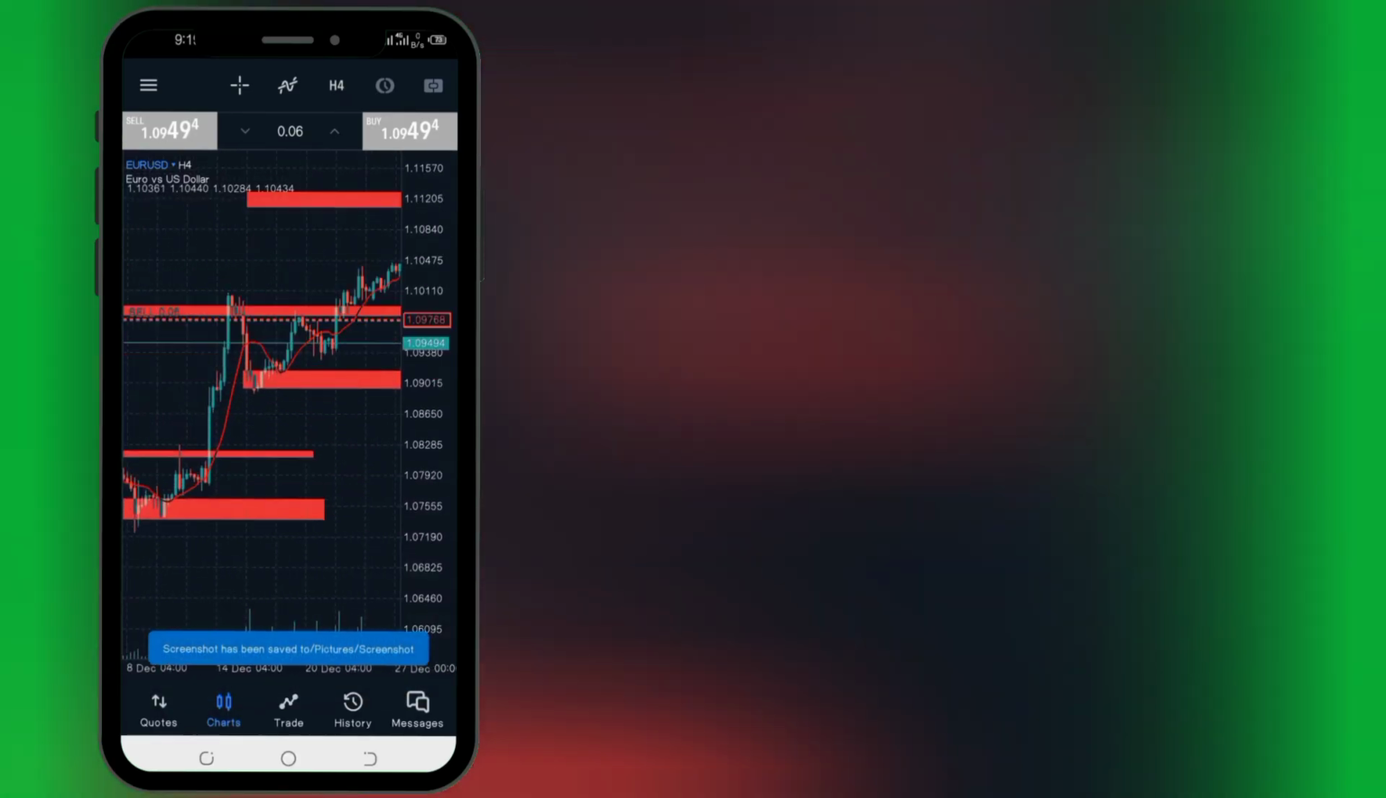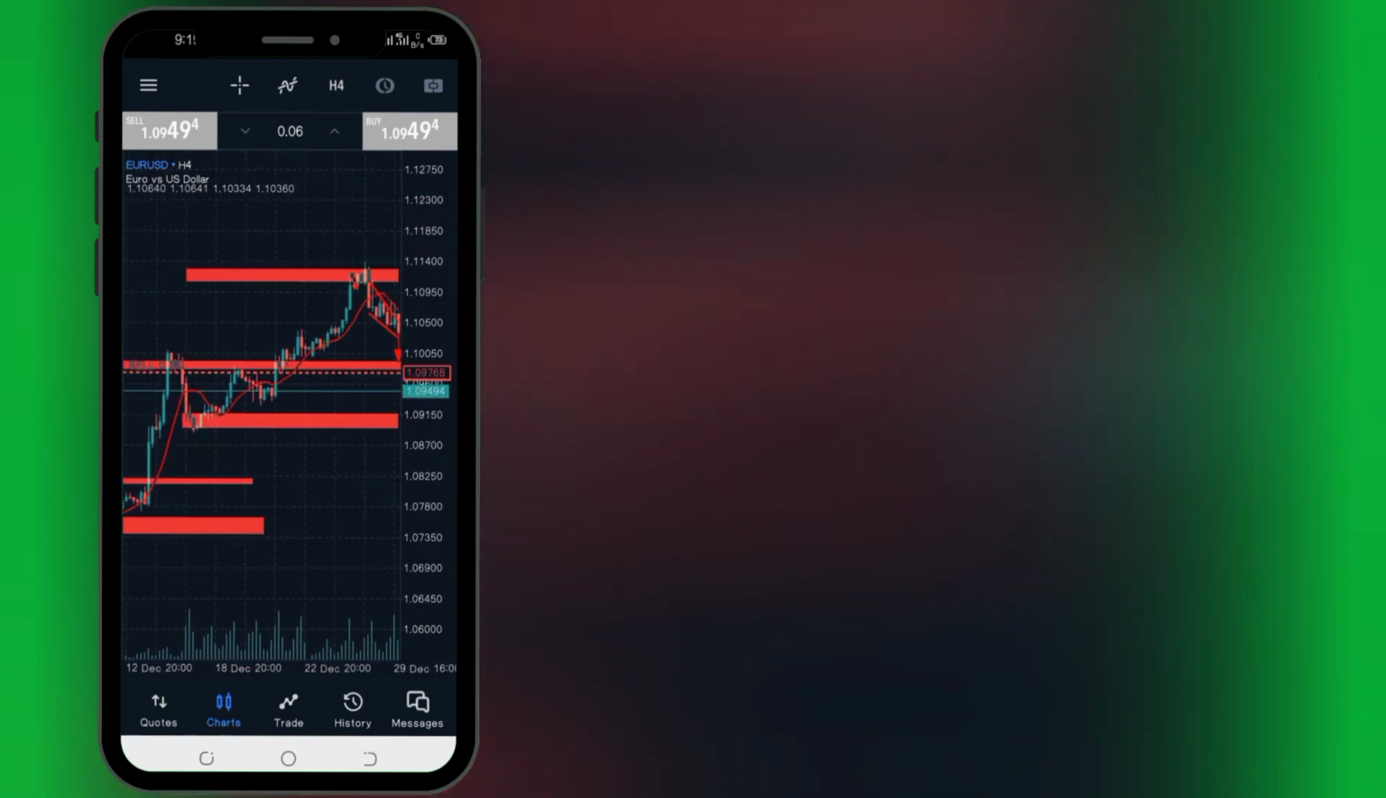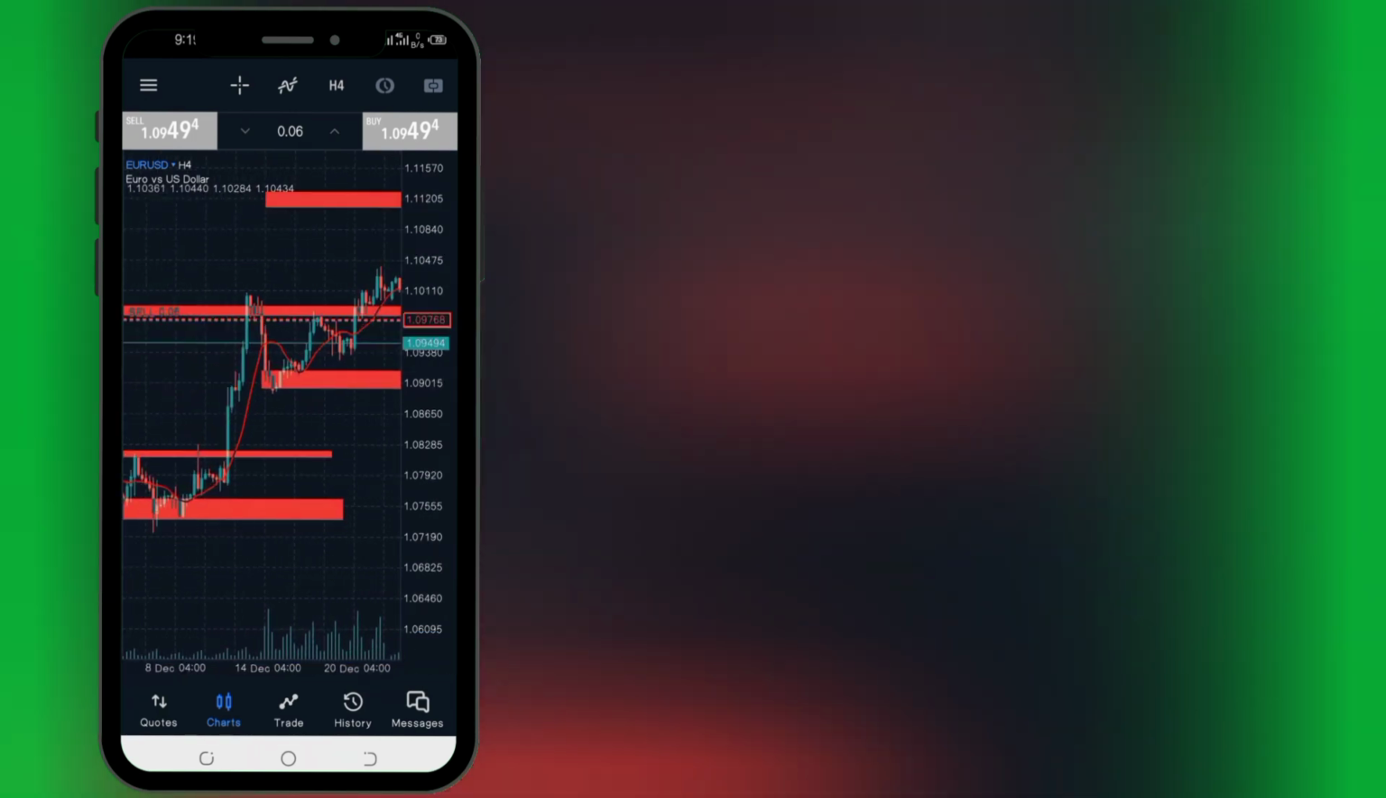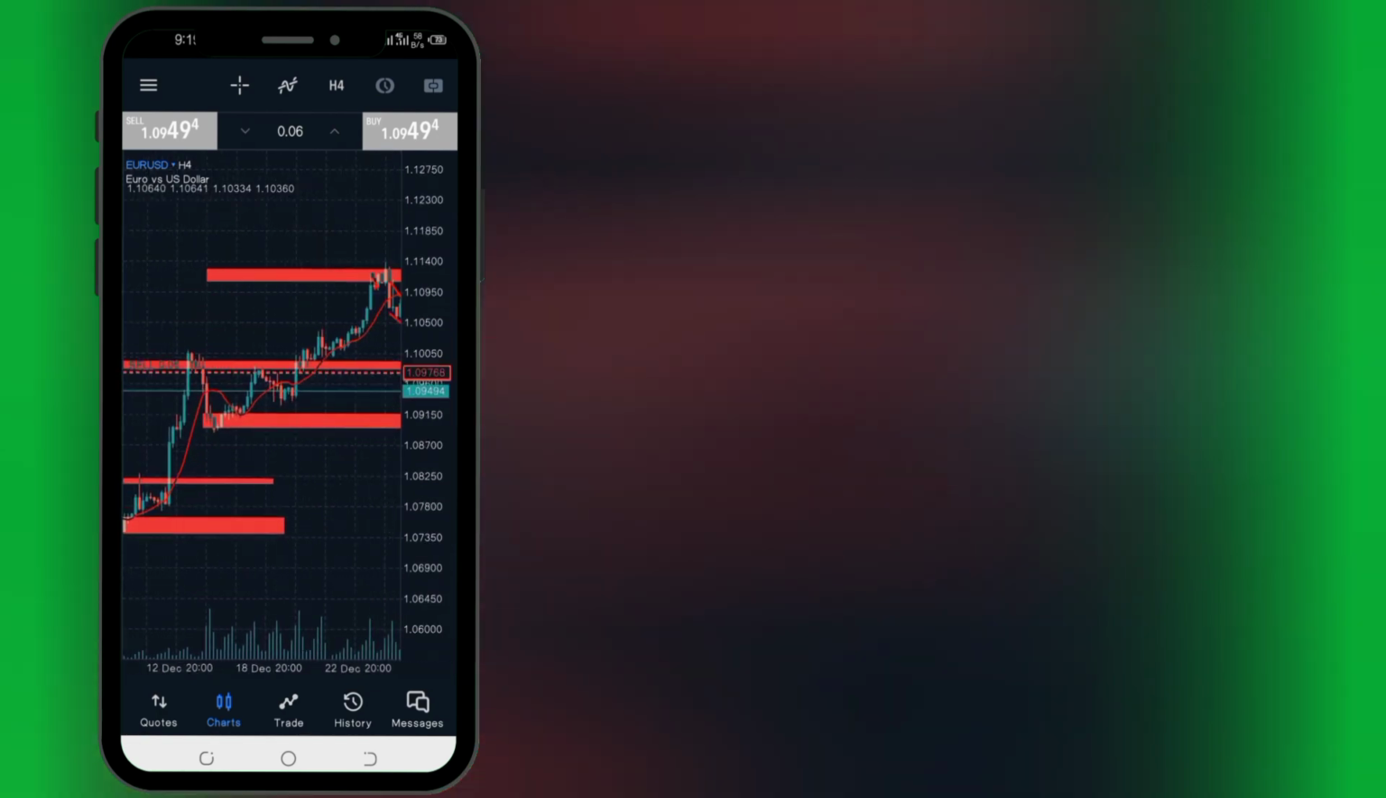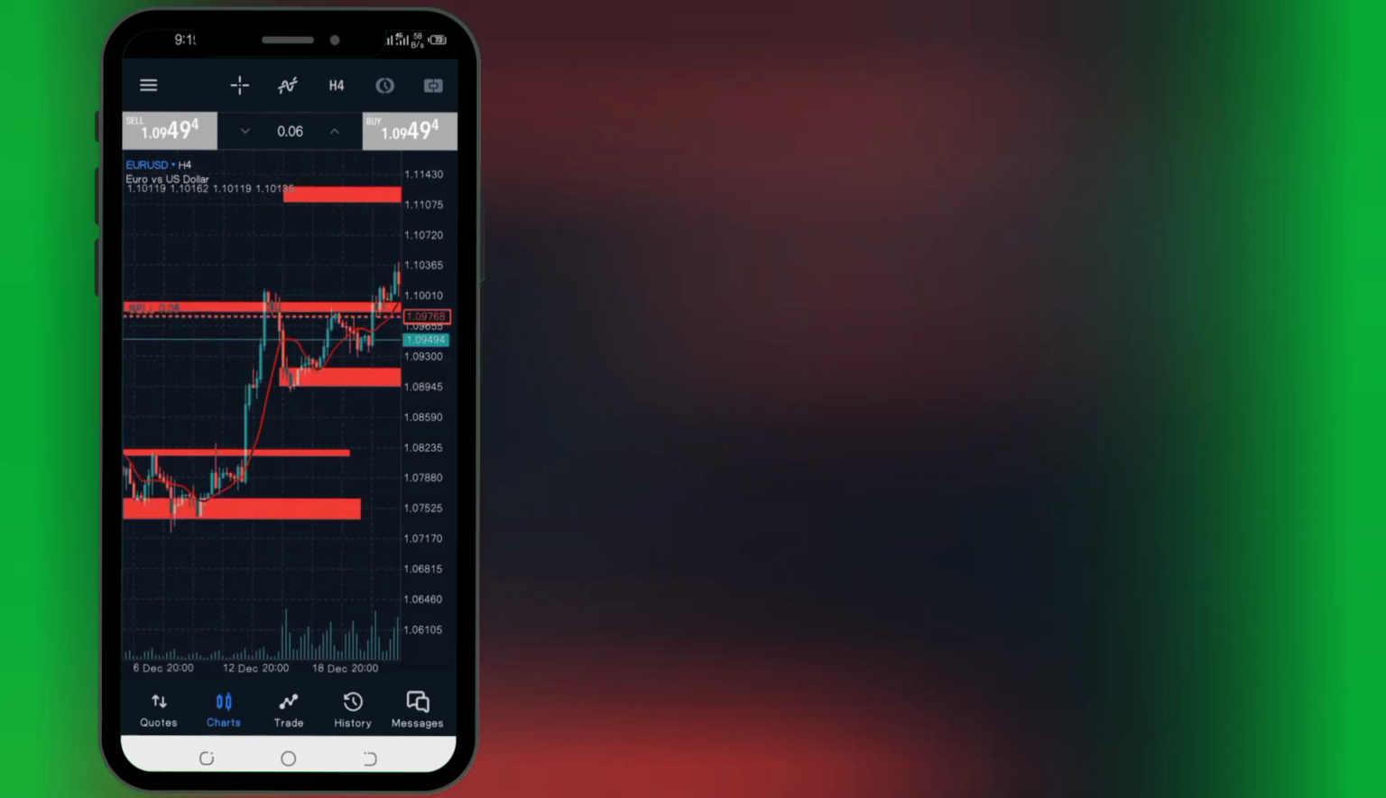So I executed on my trade position. Then I waited for the market to give me an opportunity to enter the market again. So what I did was I drew my Fibonacci.